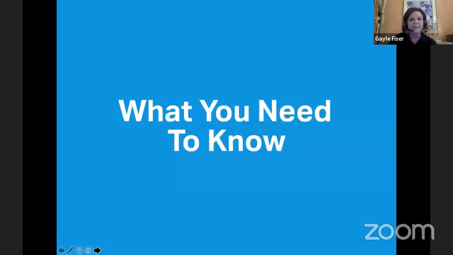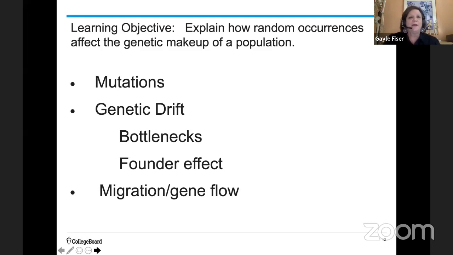Okay, here's what you need to know. All right, so the learning objective: explain how random occurrences affect the genetic makeup of a population. We're going to learn about mutations, genetic drift, two types. We're going to talk about bottleneck, and we're going to talk about founder effect, and then we're going to talk about gene flow.